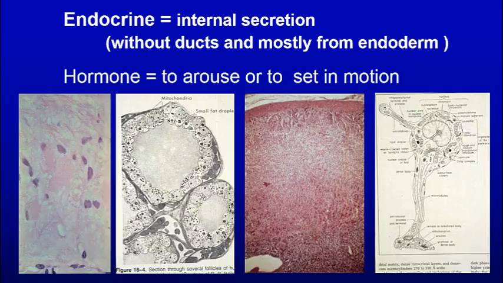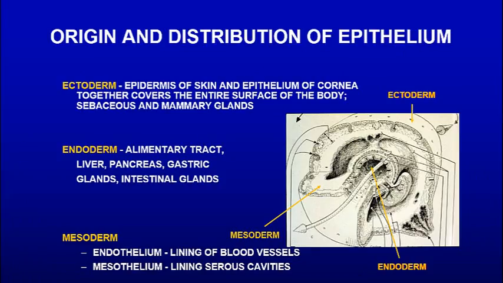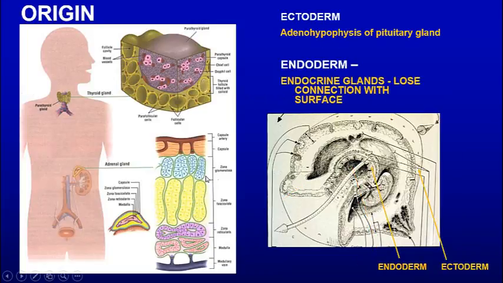Hormone means to arouse or to set in motion. Internal secretion, hormone, to set in motion. The origin of different epithelia comes from different layers: the ectoderm, endoderm, and mesoderm. Most of the endocrine glands come from the endoderm. However, the pituitary comes from the ectoderm, as we'll see a little later on. So the adenohypophysis comes from the ectoderm. Endoderm is where most other endocrine organs are produced.